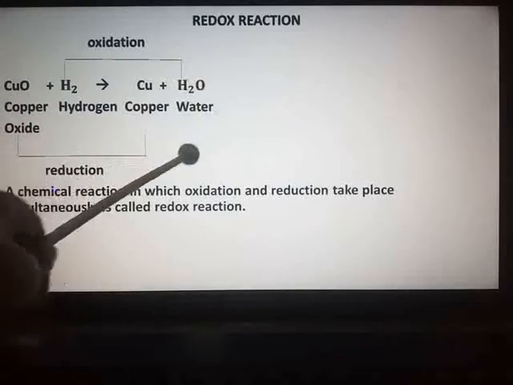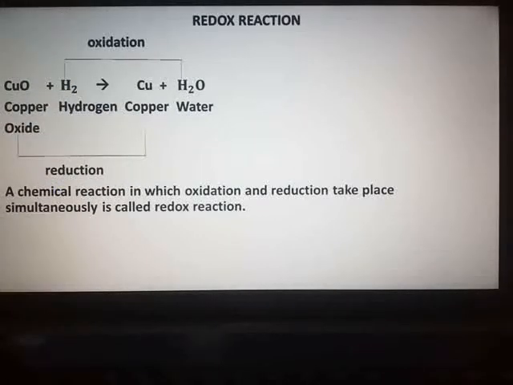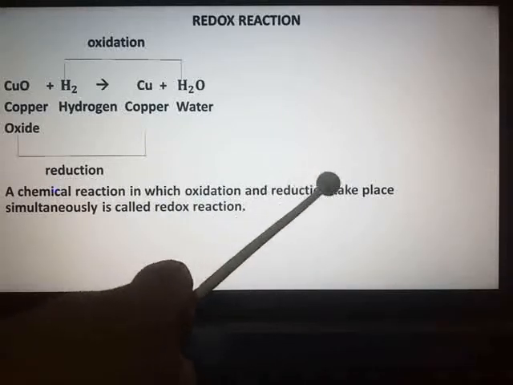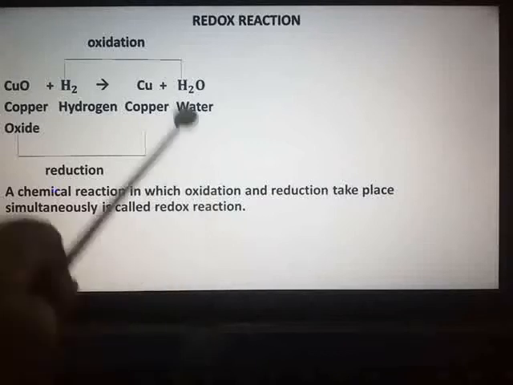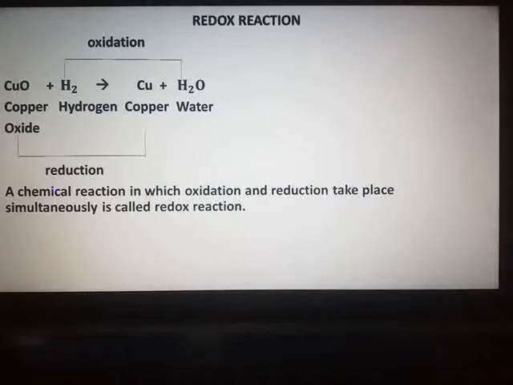So in a single chemical reaction, you can see oxidation and reduction taking place simultaneously. Such a type of chemical reaction you call a redox reaction. So a chemical reaction in which oxidation and reduction take place simultaneously, at the same time, is called a redox reaction. So the reductant is oxidized here by the oxidant, and the oxidant is reduced by the reductant.